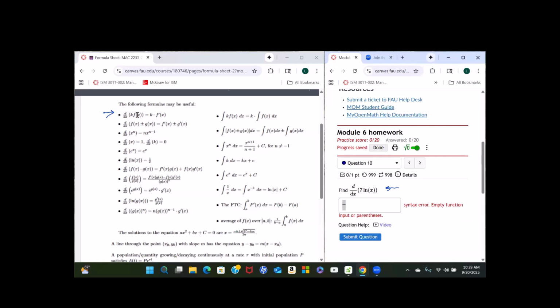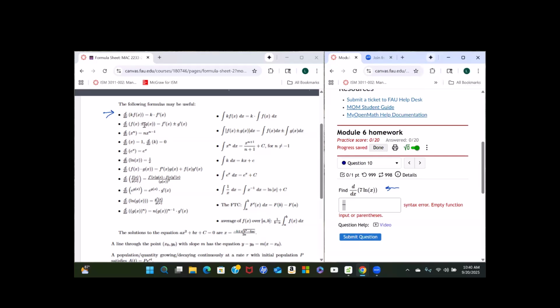Derivative of x. Wait, no. K is always a constant. Do you understand what a constant is? X isn't a constant because it's variable. It can change. It can be whatever we want it to be. But 3 is always going to be 3. Pi is always going to be pi. Those are constants. K here on the formula sheet are constants.